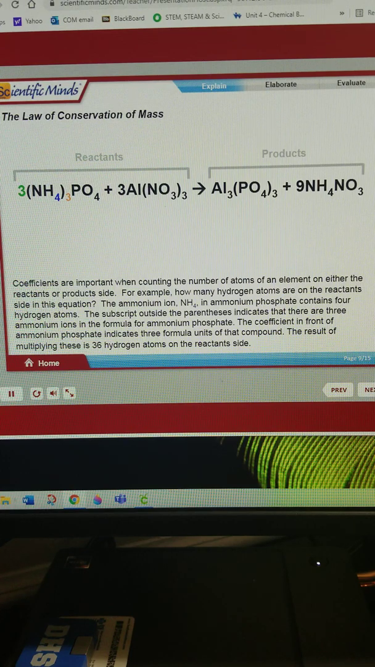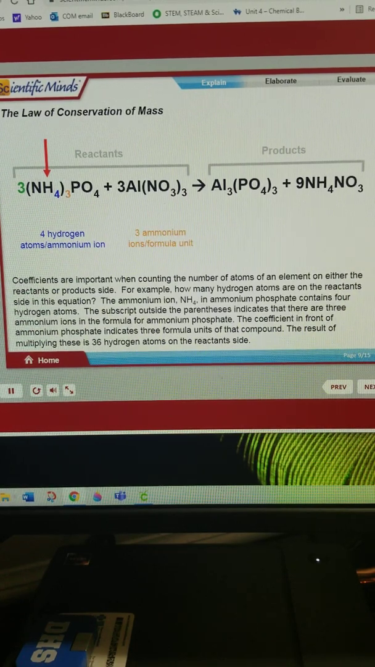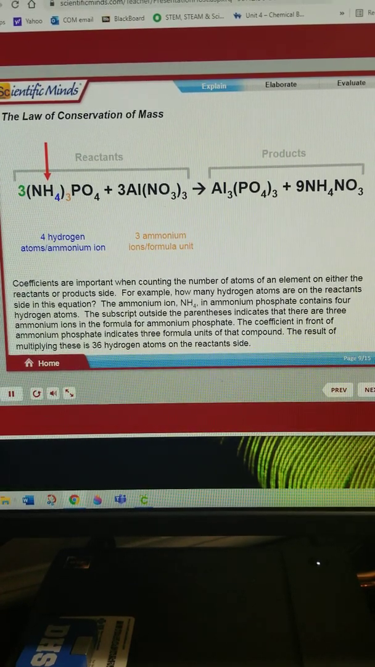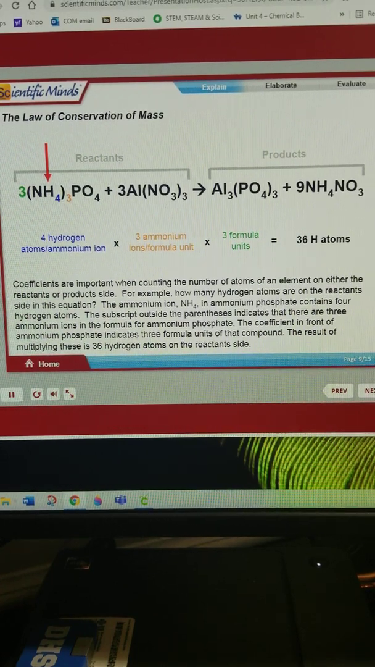Coefficients are important when counting the number of atoms of an element on either the reactants or products side. For example, how many hydrogen atoms are on the reactant side in this equation? The ammonium ion, NH4, in ammonium phosphate contains 4 hydrogen atoms. The subscript outside the parentheses indicates that there are 3 ammonium ions in the formula for ammonium phosphate. The coefficient in front of ammonium phosphate indicates 3 formula units of that compound. The result of multiplying these is 36 hydrogen atoms on the reactant side.